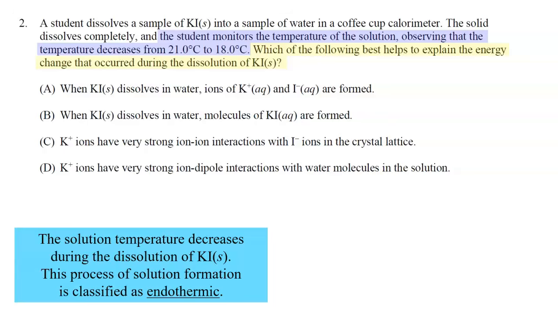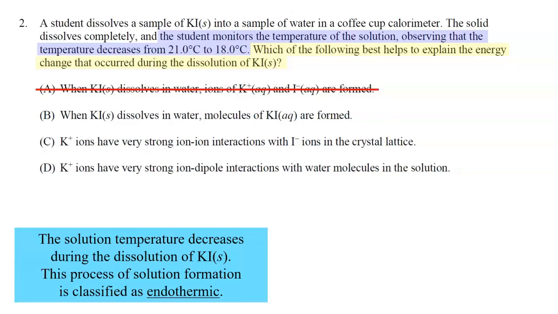In choice A, it says that when solid potassium iodide dissolves in water, aqueous potassium ions and aqueous iodide ions are formed. And although that is true, that definitely takes place, there's no mention of any attractive forces that are being broken or formed, so it's hard to say that choice A is the best explanation of the energy change that occurred. It is a true statement of what happens when an ionic solute dissolves in water, but there's no indication of energy changes or attractive forces being broken or formed.